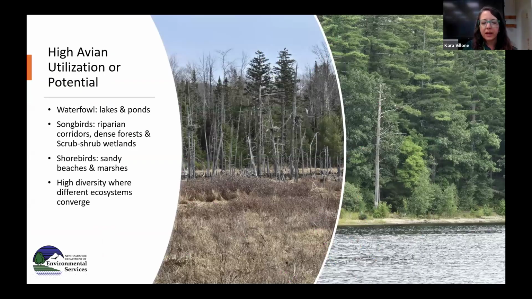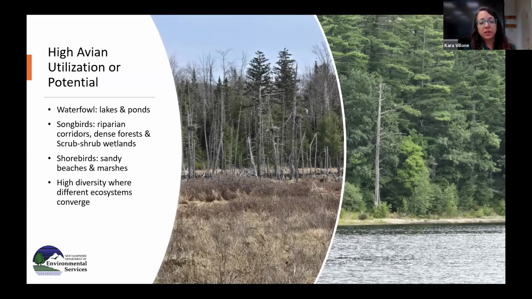Okay, so another thing to look at is areas for avian utilization or potential. This is part of the assessment for wildlife habitat. So when we're looking at this, it depends on the type of bird we're talking about. They all have different habitat needs based on their feeding habits and their nesting habits. So if we're talking about waterfowl, such as ducks, geese, those kinds of things, we're talking about lakes and ponds. They like open water where they can catch some fish, they might catch shrimp. They want something open and they can bring their babies out on the water.